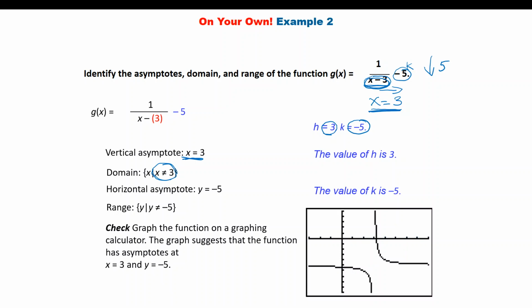All right, and once again, we can graph the function on a graphing calculator. The graph suggests that the function has asymptotes at x equals 3. So here's x equals 3. And at y equals -5. So here's our y equals -5, and it looks like those could possibly be the asymptotes.